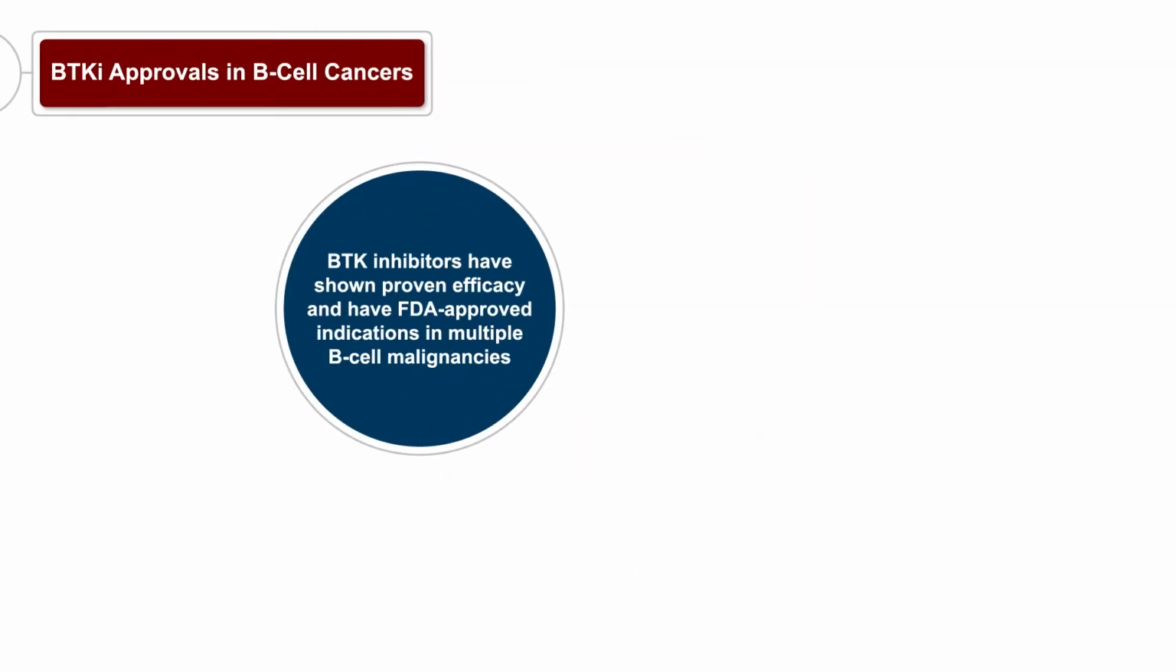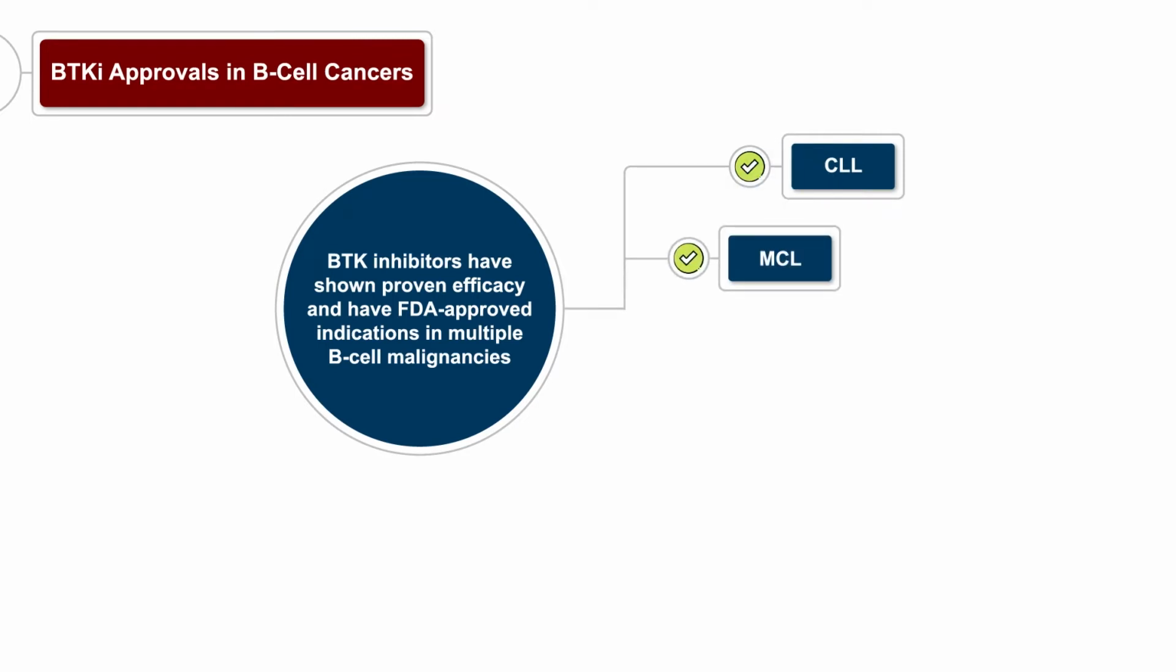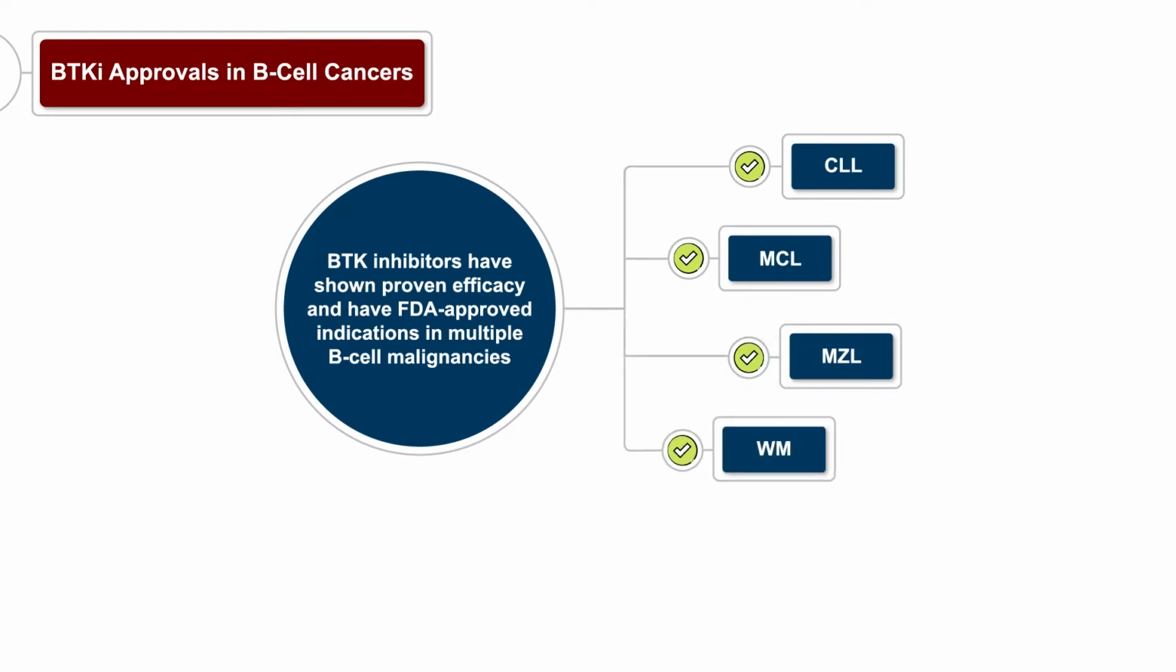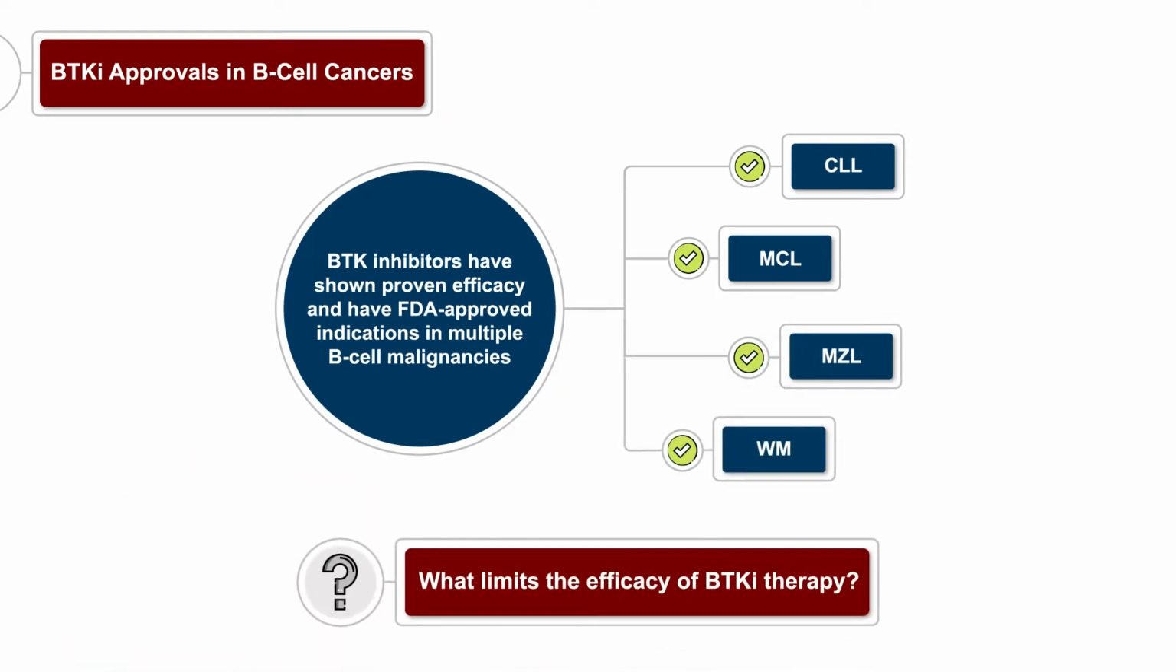In this diagram, we see that Btk inhibitors have shown proven efficacy and in fact have earned FDA-approved indications in multiple B-cell malignancies. Most commonly, its use is well established in diseases like CLL and mantle cell lymphoma, but it's also approved in marginal zone lymphoma and Waldenström macroglobulinemia. However, the question is, what limits the efficacy of these Btk inhibitors?